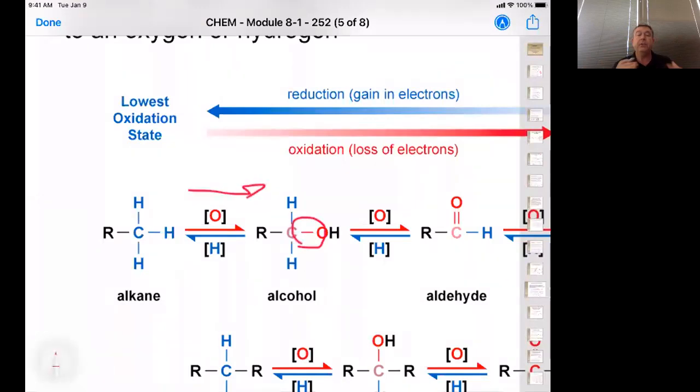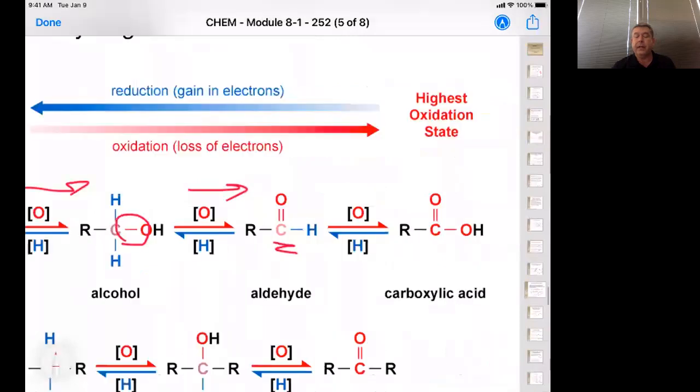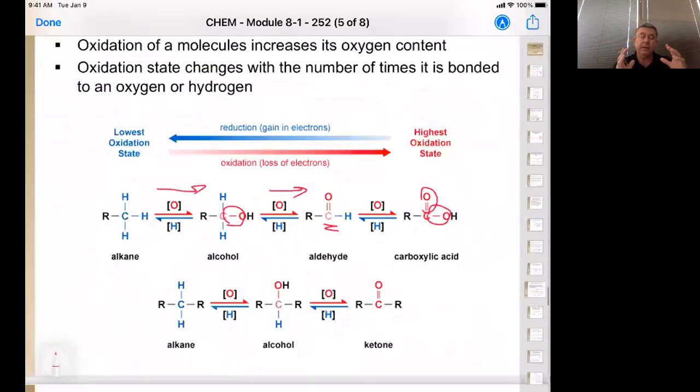If we have 2 bonds to oxygen, that could be an aldehyde or a ketone. That's another oxidation. By the time we get to carboxylic acids, we have 3 total bonds to oxygen, and that is even more oxidized. The only way to get even more oxidized than that is to have 4 bonds to oxygen. But you don't have to imagine it. We can actually put a number on it.